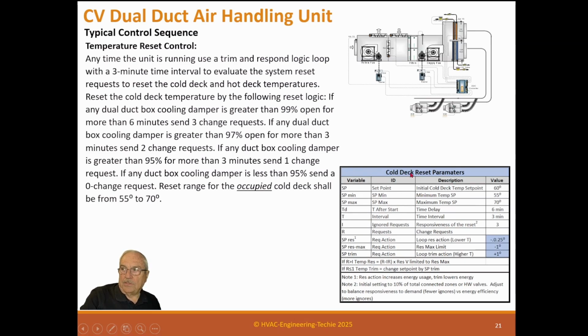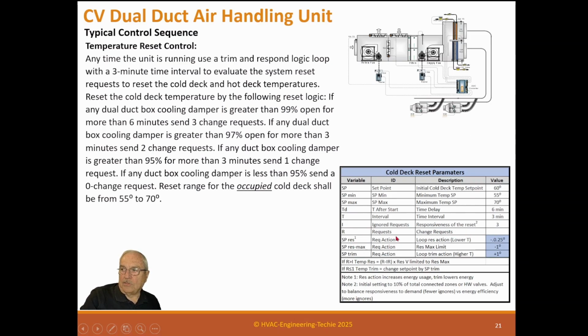So these are the cold deck parameters, which means we have a set point of 60 degrees on the cold deck, and it goes from 55 to 70. Our time delay is 6 minutes. Our deadband is 6 minutes. Our interval is 3 minutes. Our ignored request is 3. And again, they recommend this be about 3 or 10% of the connected boxes. We're assuming we have about 30 boxes.